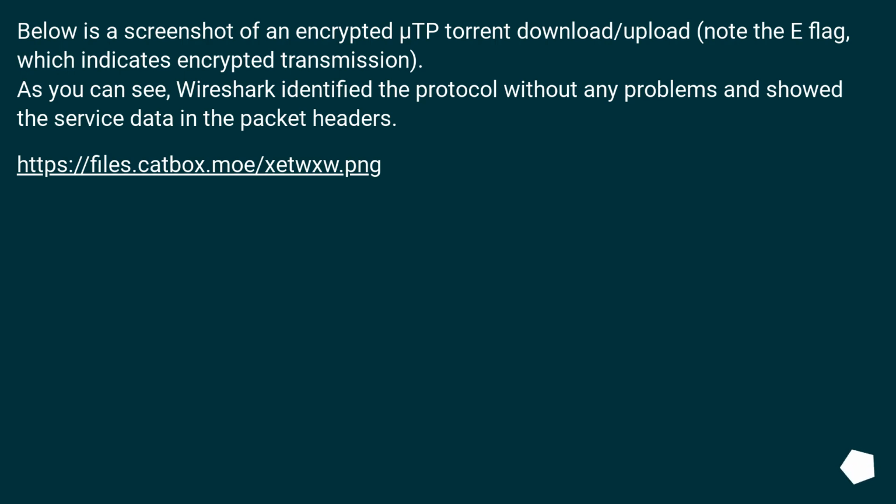Below is a screenshot of an encrypted uTP torrent download/upload, note the E flag, which indicates encrypted transmission. As you can see, Wireshark identified the protocol without any problems and showed the service data in the packet headers. This URL.